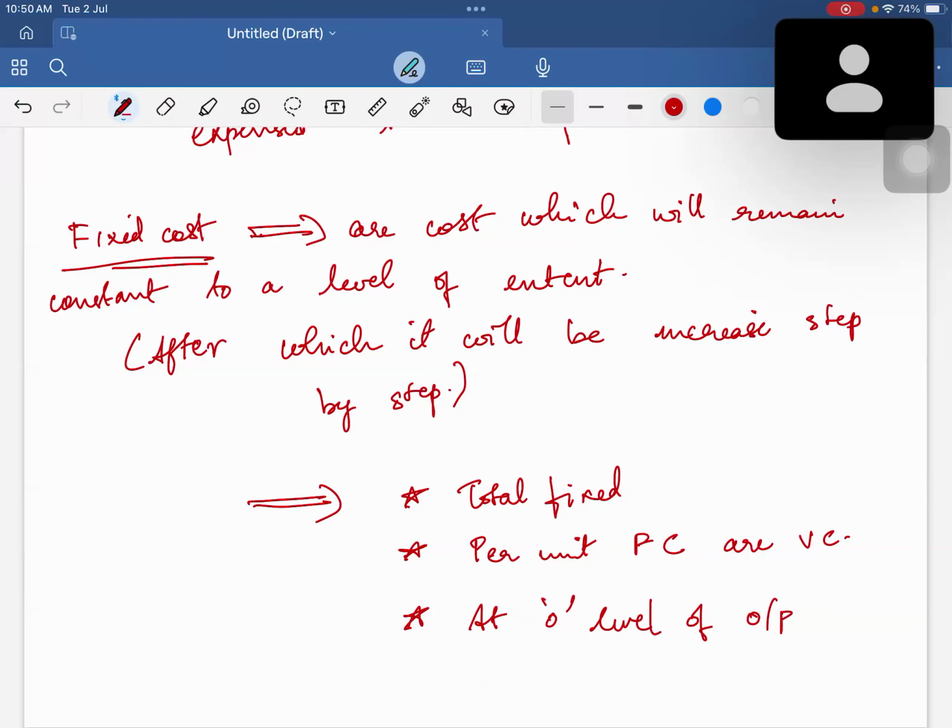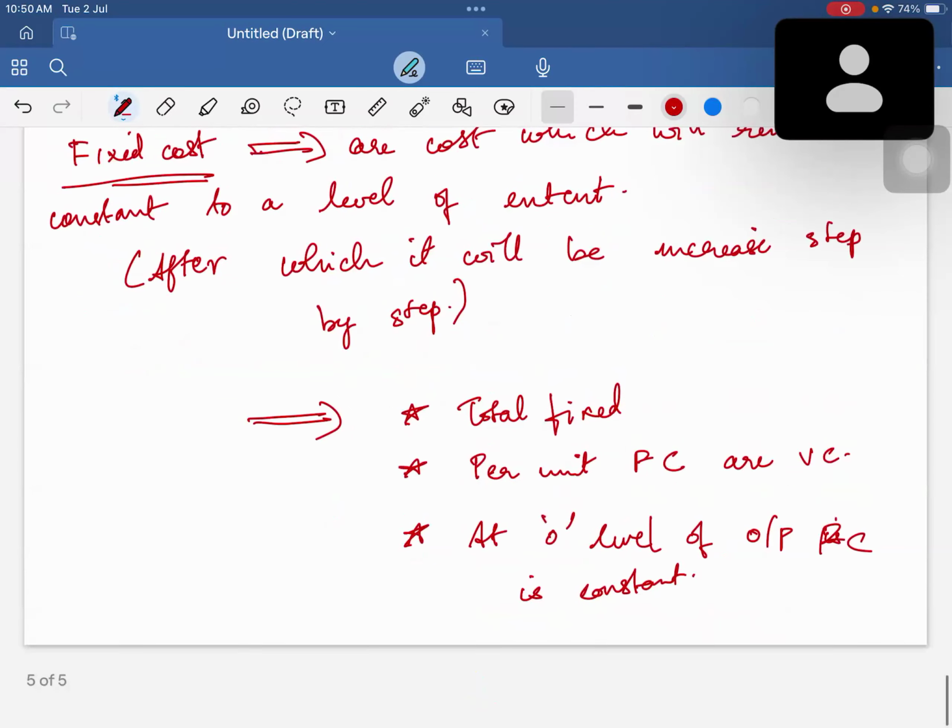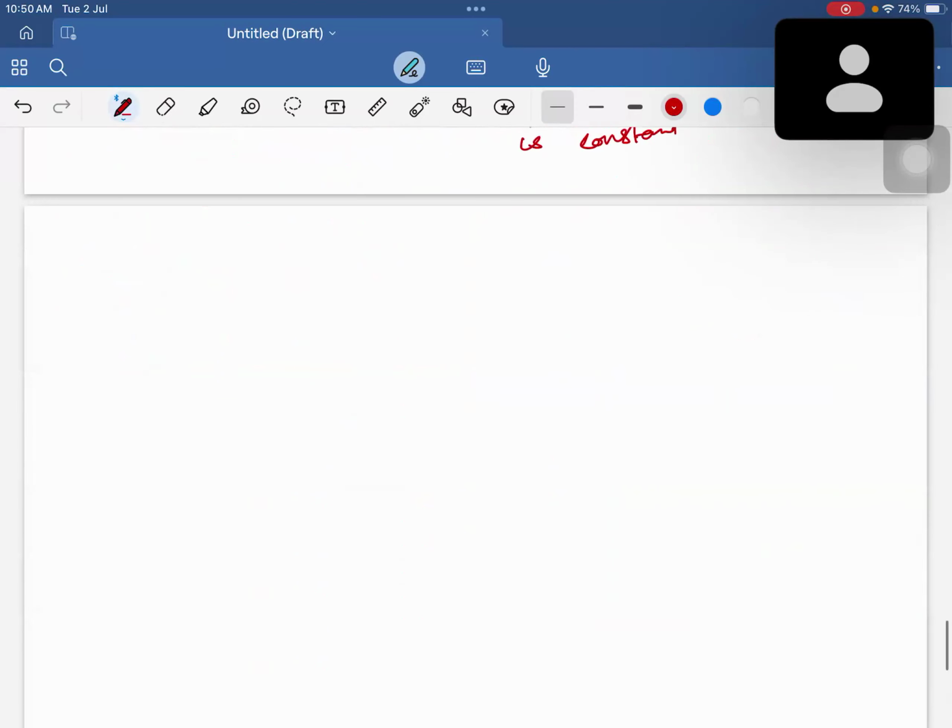Now, the other characteristic of fixed cost is that at zero level of output, the fixed cost is constant. That means you don't get a zero fixed cost. It's always there. It's not going anywhere.